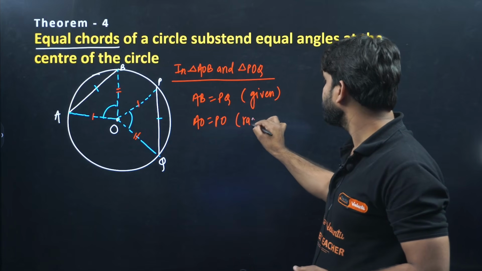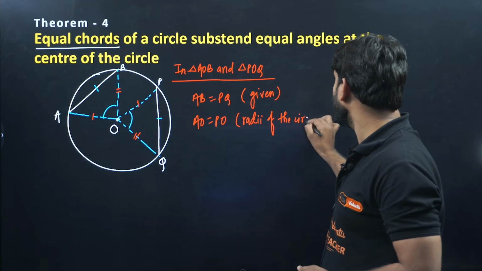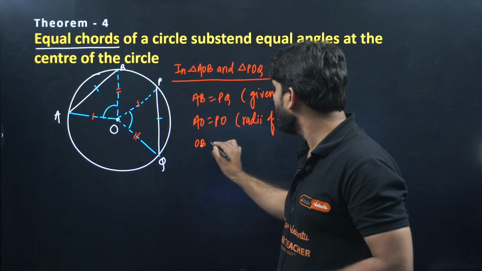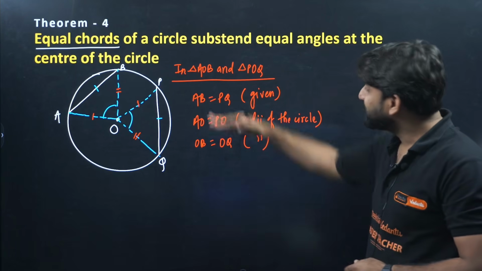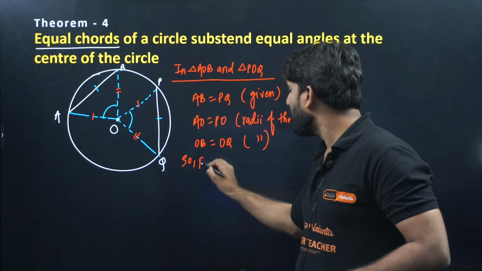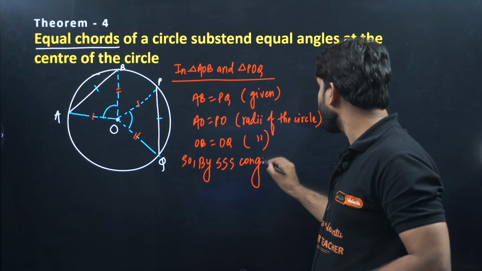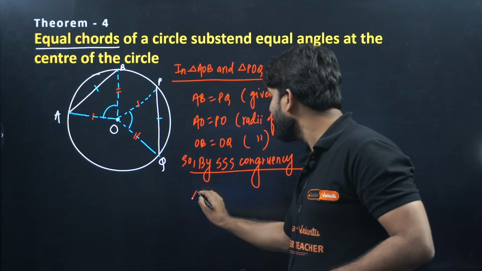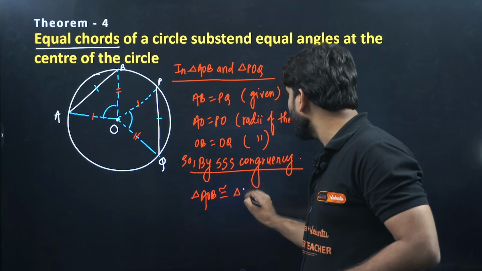We can write here radii of the circle. And one more thing we have here is OB will be equal to OQ. Again, radii of the circle. So side, side, side. So by triple S congruency, triangle AOB has become congruent to triangle POQ.